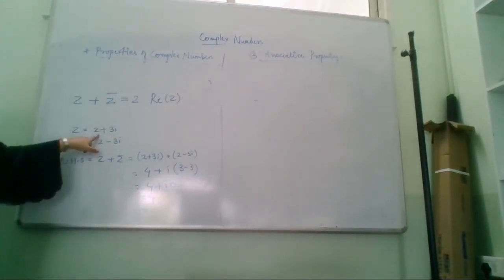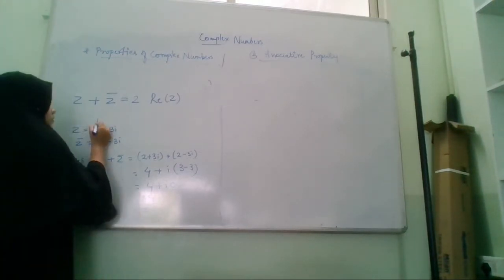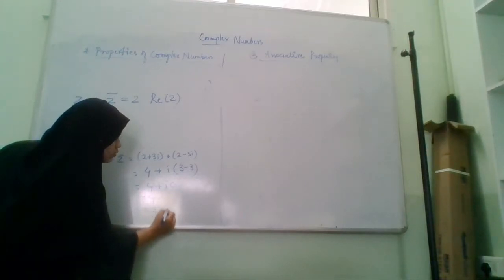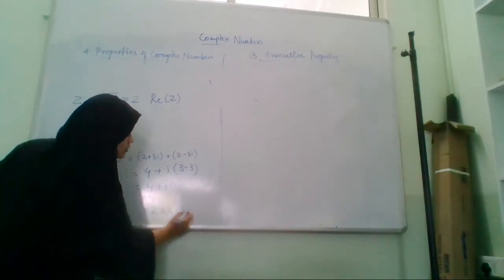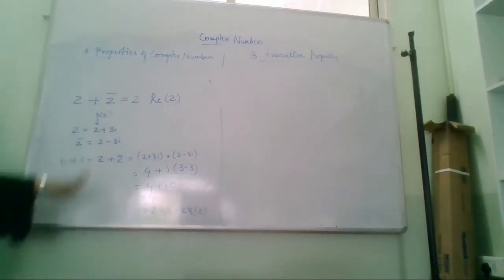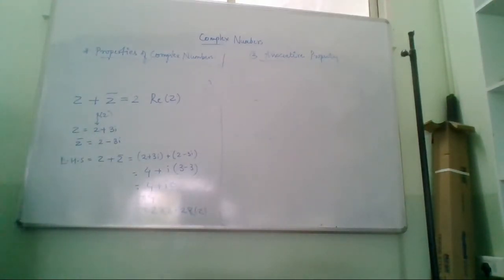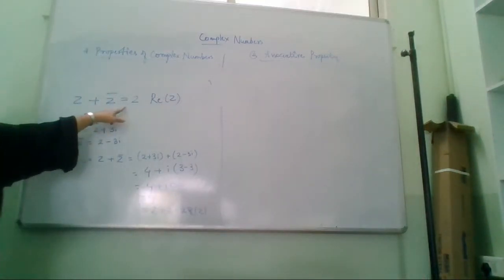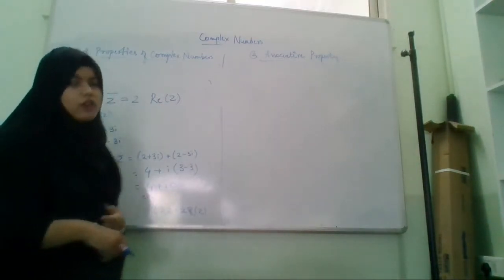See, what is the real part here? 2, right? This is the real part of Z. So 4 can be written as 2 times 2, which is equal to 2 times the real part of Z. So you can take any example to verify this property. This is a very important property: Z plus Z conjugate is equal to 2 times the real part of Z.